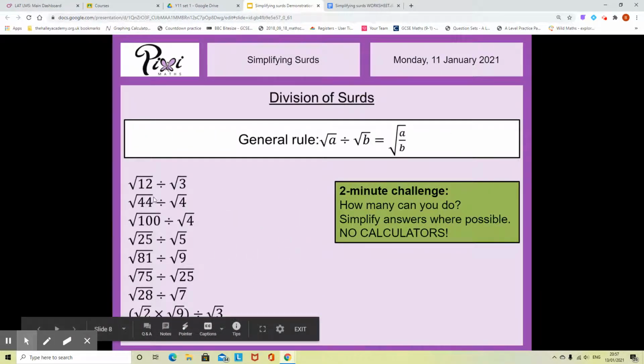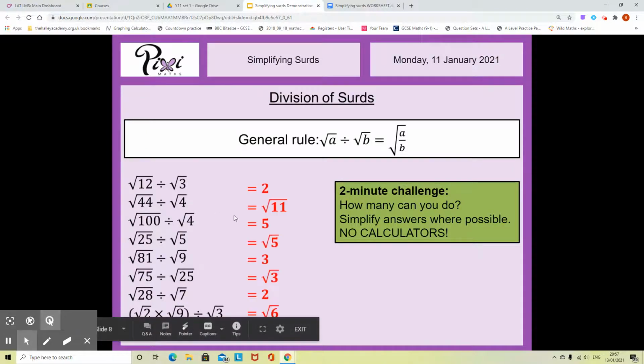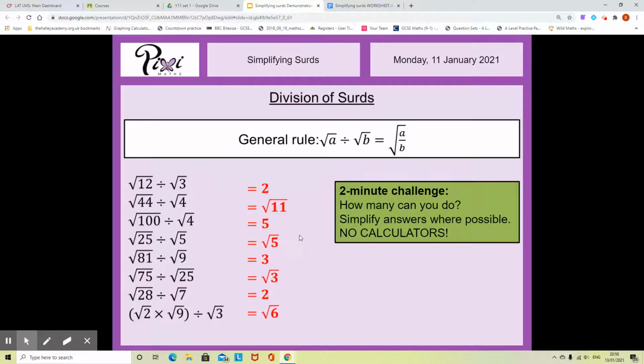Now, I would like you to attempt the following questions on a piece of paper or in your exercise book. Press pause and attempt the questions. Here are the answers.